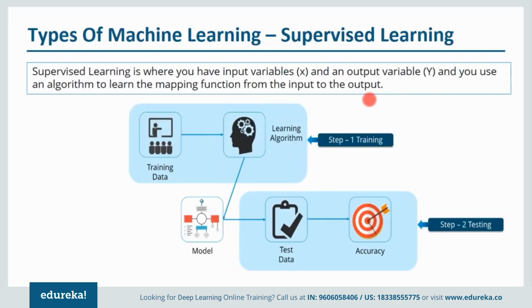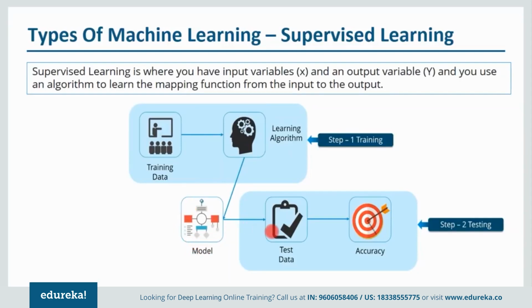Now let me tell you how it actually works. You have data, you divide that data into training data as well as test data. On the basis of this training data, you train your machine, and after that you create a model. As you can see, this phase is called the training phase, and after that you create a model. Now in order to check this model and get the accuracy, you have test data.